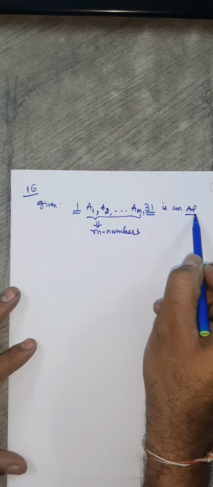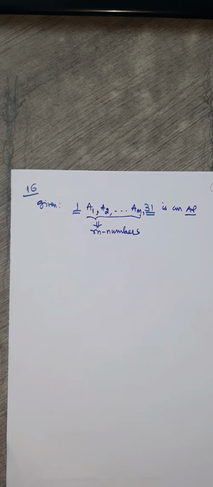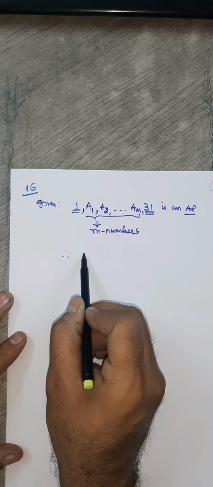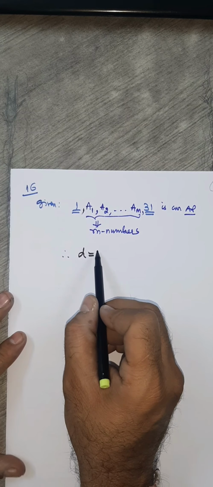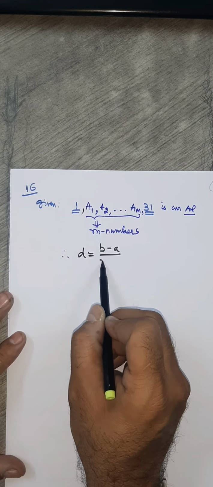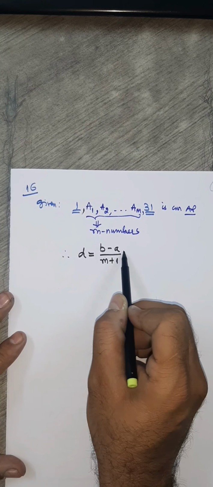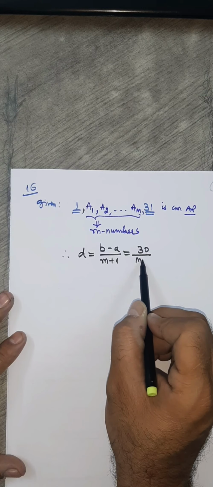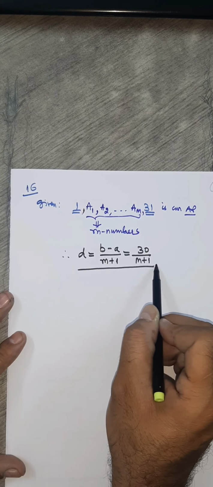This is a question of m arithmetic means, indirectly. So immediately you can write the common difference here. You know the formula: b minus a upon how many numbers? m numbers, so m plus 1. b minus a means here 30, upon m plus 1. We have used this in one of the earlier questions. So d is this.